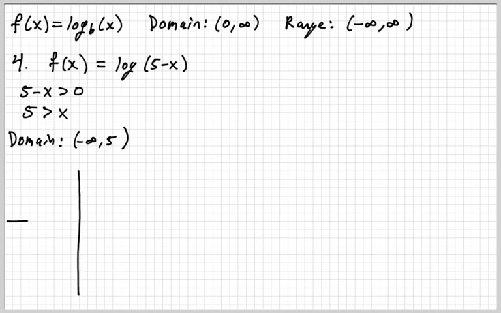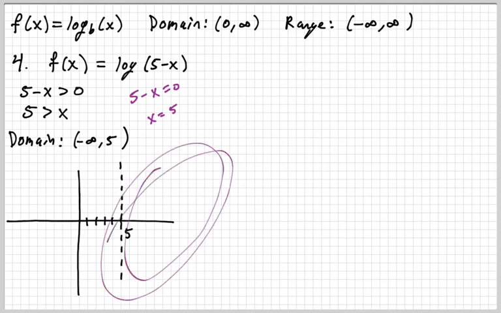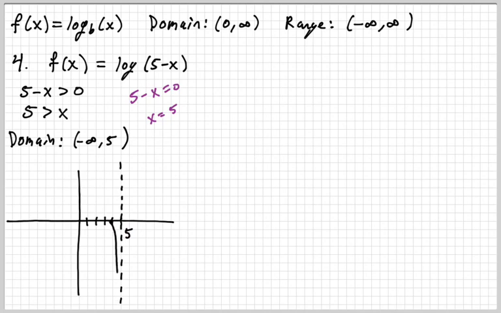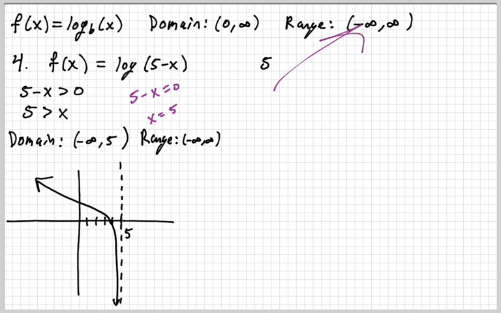Now we can do a very rough sketch of this, okay? So what makes the argument 0? So 5 minus x is equal to 0. That's when x is equal to 5. That's where our vertical asymptote is going to be. And we know that the domain is negative infinity to 5, so that means we can't have anything over here. And so there is our logarithmic function, just a real rough sketch. And from there we can see that our range is all real numbers. And we also have up here that our range of a log is all real numbers.